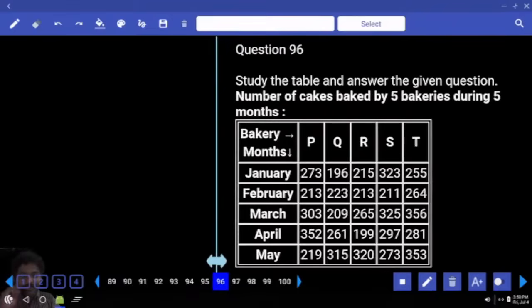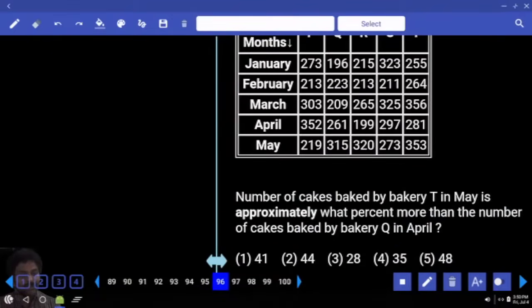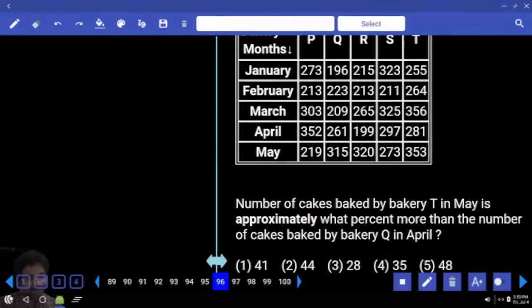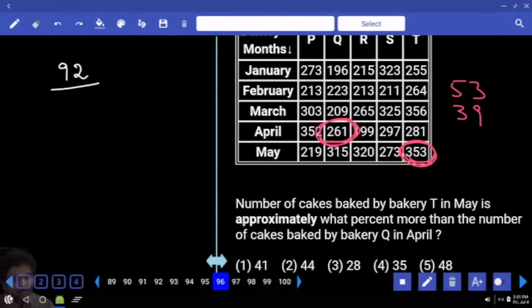Number of cakes baked by 5 bakeries during 5 months. Number of cakes baked by bakery T in May is approximately what percent more than number of cakes baked by Q in April? What percentage more, correct? This is how much less than 300? 39. This is how much more than 300? So difference in the sense 53 and then 39, which is 92. 92 more from 261 percentage into 100.